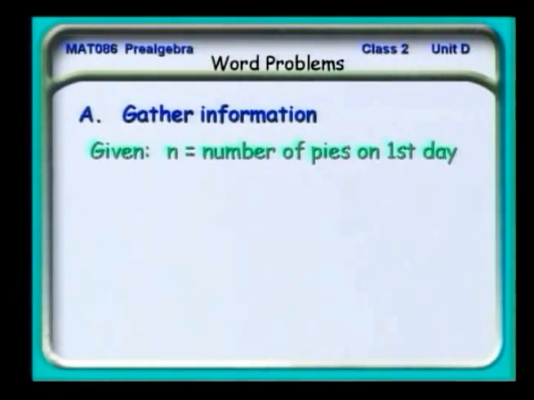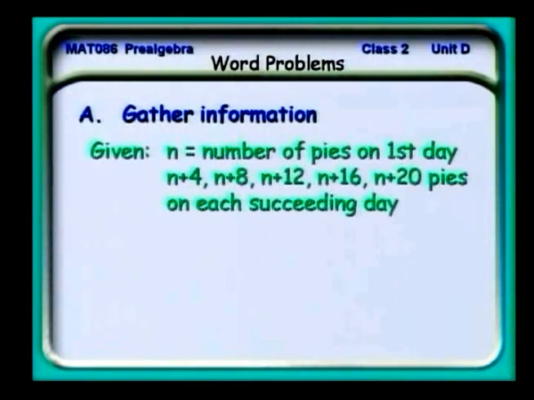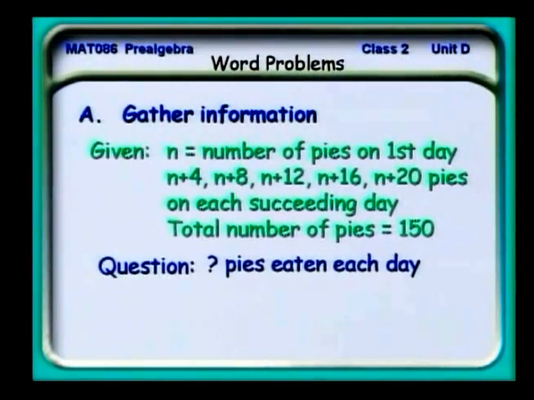So let's gather the information and summarize it. We'll say that n is the number of pies Homer ate on the first day, then n plus 4 the second day, 4 more than that is n plus 8, and so forth for each of the succeeding days. And the total number we also know is 150. How many pies did Homer eat each day?